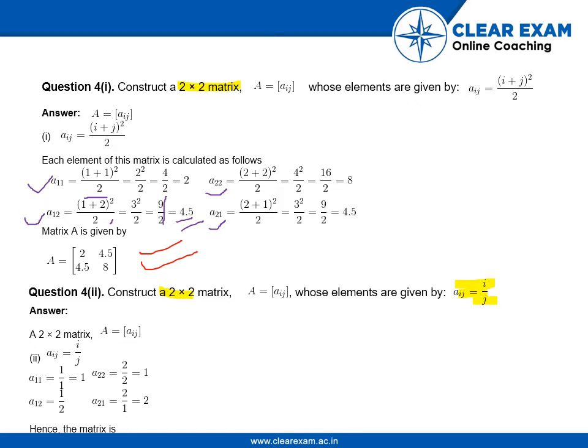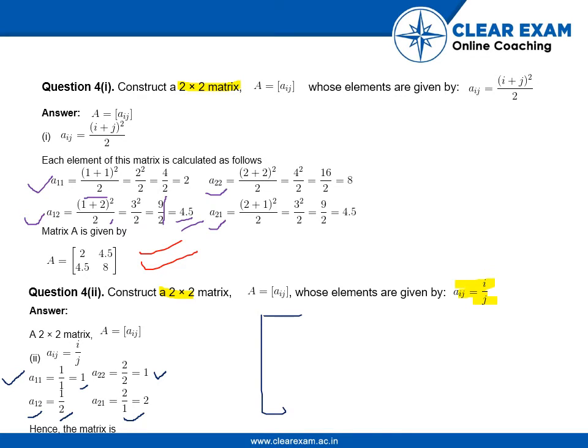Yes. So A11 means I is equal to 1 and j is equal to 1. So the final answer is 1. Here I is equal to 2 and j is equal to 2. So A22 is 1. For A12, I is equal to 1, j is equal to 2. So the answer is 1 by 2. And for A21, I is equal to 2 and j is equal to 1. So the answer is A21 is equal to 2.